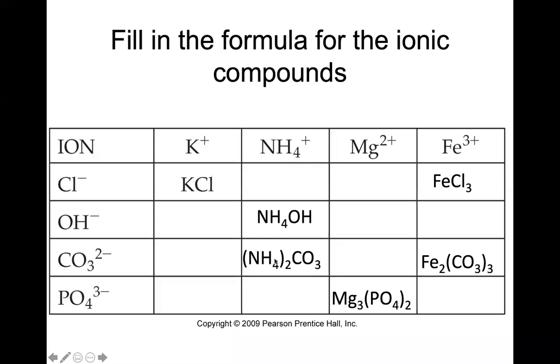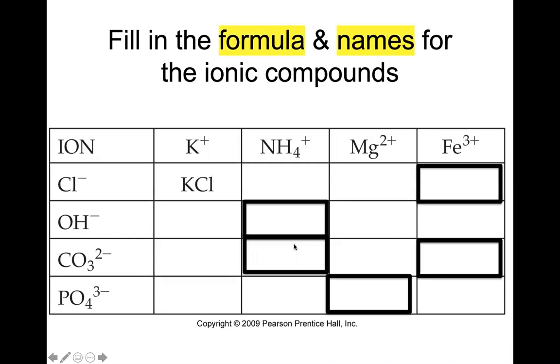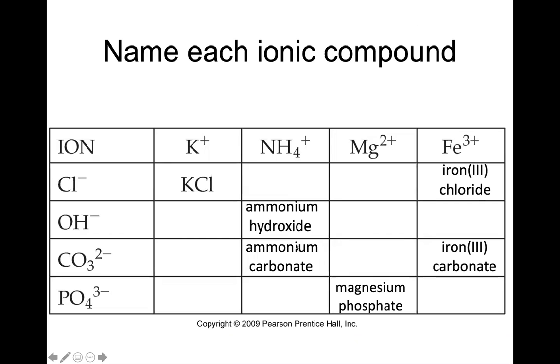And I'm listing it with a polyatomic cation and then a polyatomic anion. All of these we would also then be able to name. That combination right there would be an ammonium carbonate. So that's the plan that we have when we're naming ionic compounds.